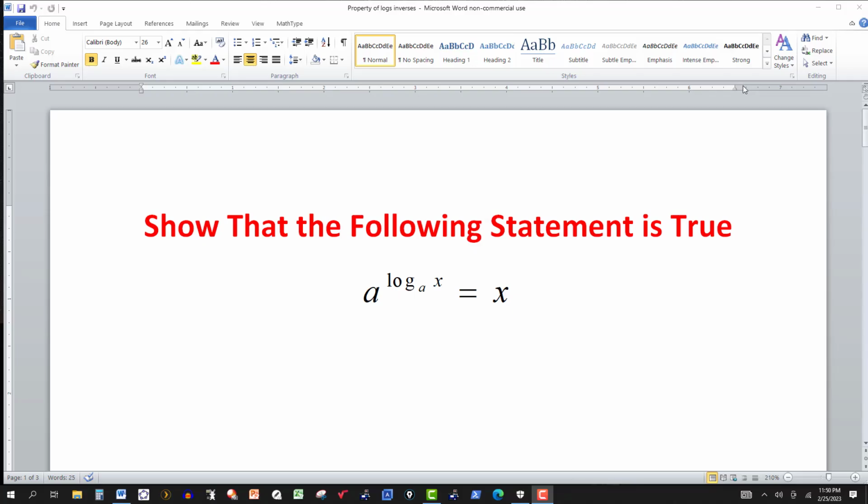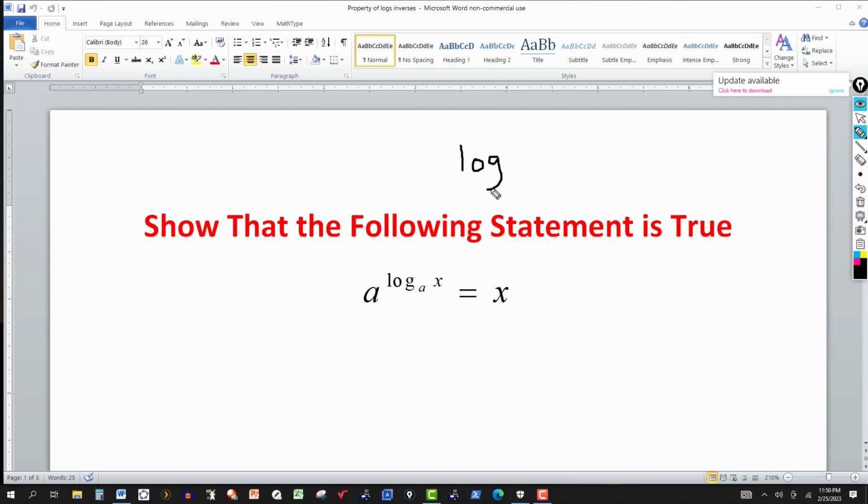In this video, we want to show that the following statement is true. If we have a to a power of log of x to base a, we want to show that's equal to x. And this is really just one of the properties of logarithms. So let's review the definition.